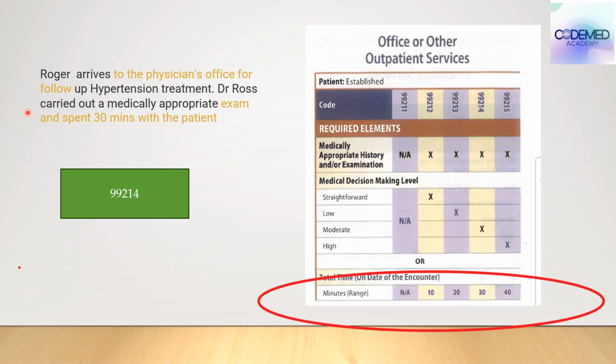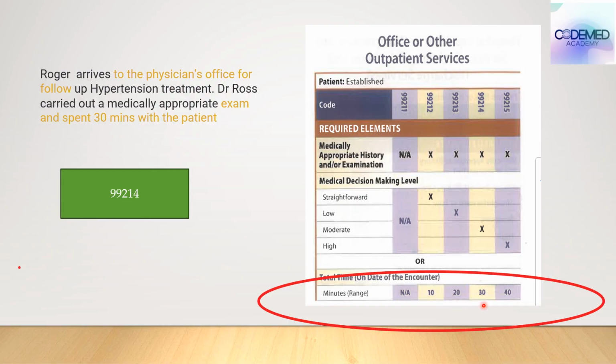Now let us take one more question. Roger arrives to the physician office for the follow-up of hypertension treatment. Dr. Ross carried out a medically appropriate exam and spent 30 minutes with the patient. So whenever they are giving any particular case, either they will give the level of the MDM or they will give the time. In the previous example, they gave us the level of the MDM, but the time wasn't given. But in this particular example, the time is given, but the MDM is not given. But it doesn't matter because we have a chart and in that chart, we have the MDM level or even the time. Now here the time is 30 minutes.